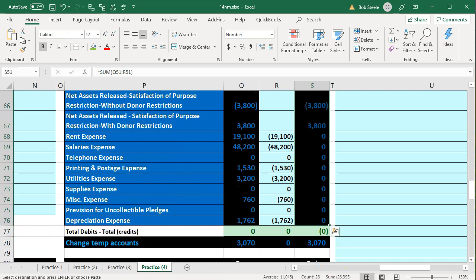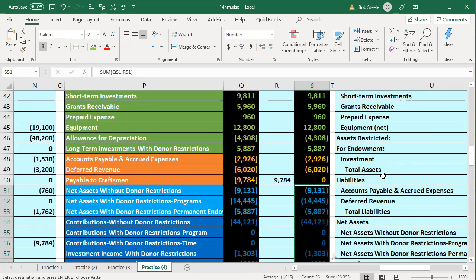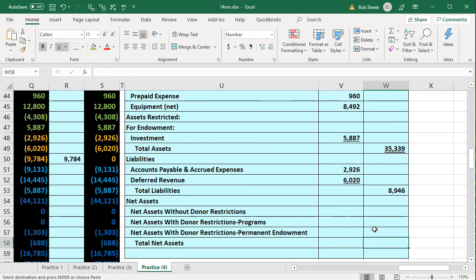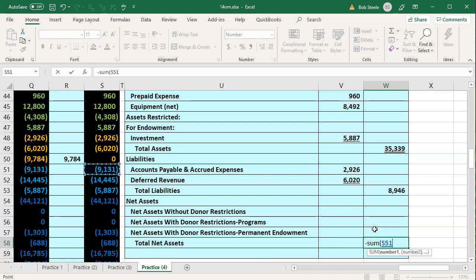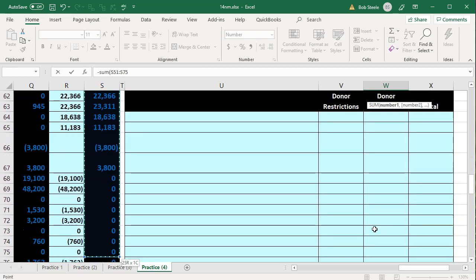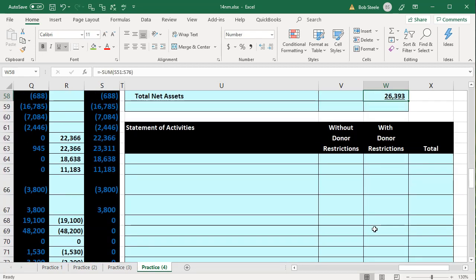So that 26,393 should be total equity, which we just simply need to then break out between the with and without restrictions. We can double check this by summing up all of the assets here. I could put the total here and say, well, I know the total is the sum of all of this, right? I know all the blue accounts have to total up. You have to break them out in some format, but they have to total up here.